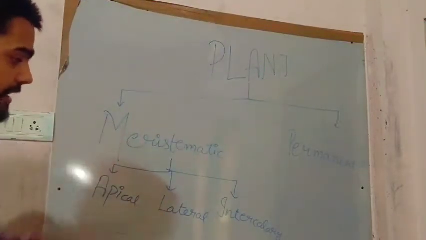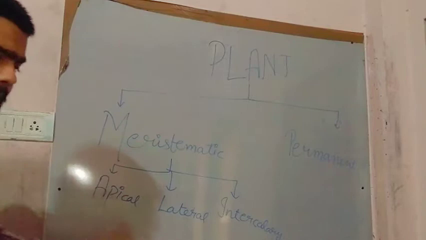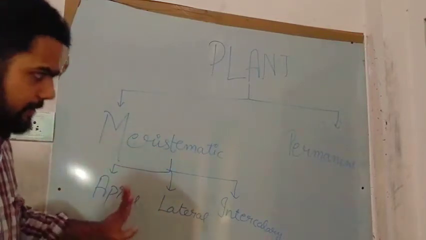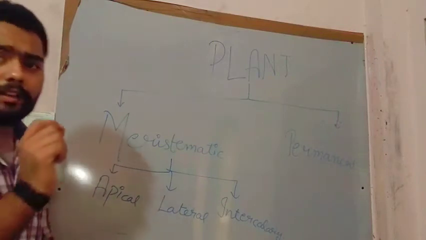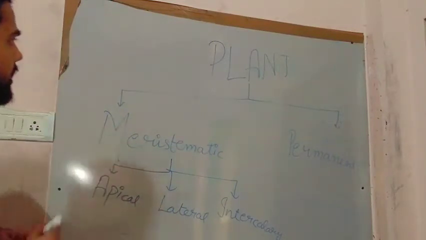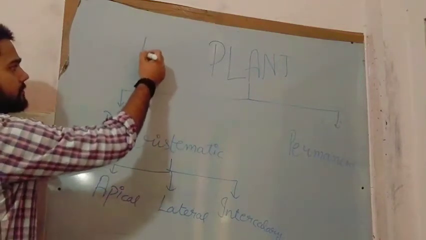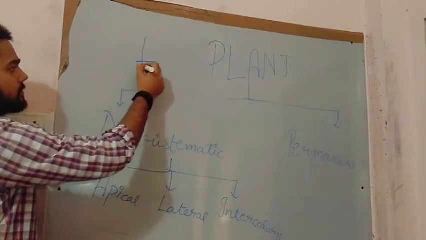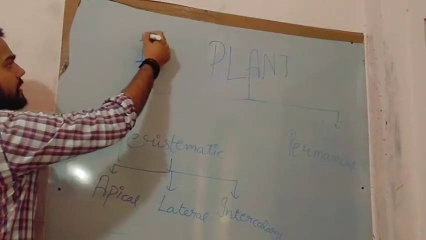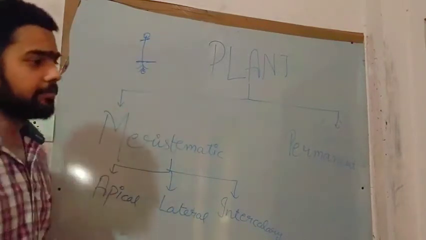Apical, lateral, and intercalary. Apical meristematic tissue, I might start. The meristematic tissue found at the root tip and shoot tip. I am drawing a rough of a plant here only. This is the shoot tip and this is the root tip.